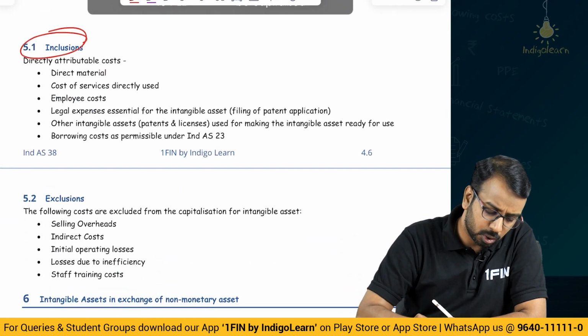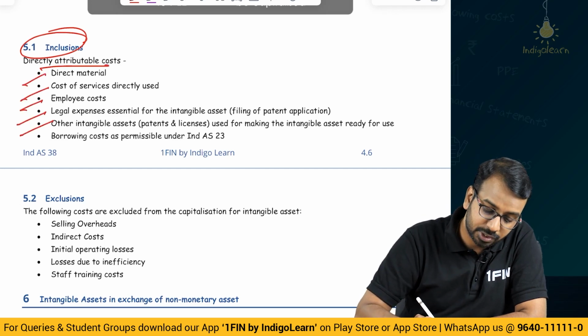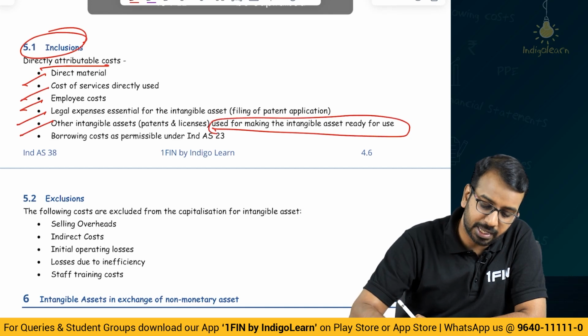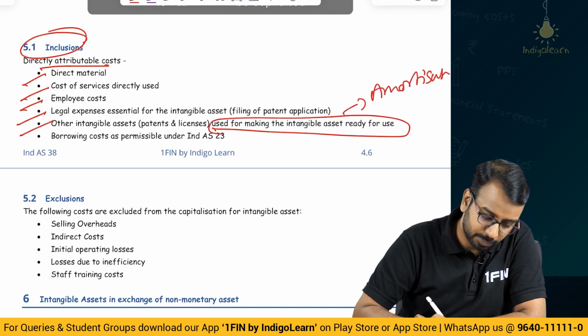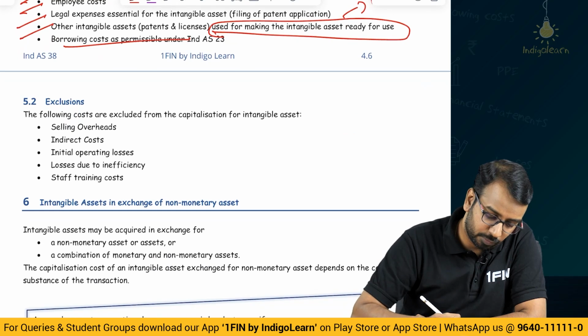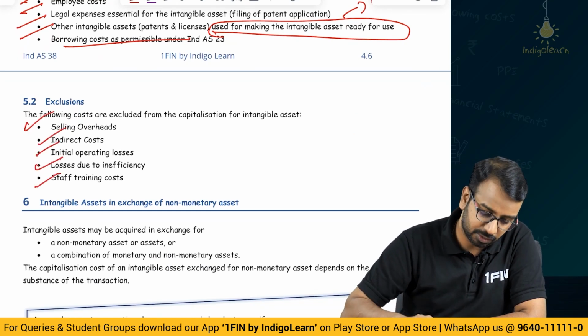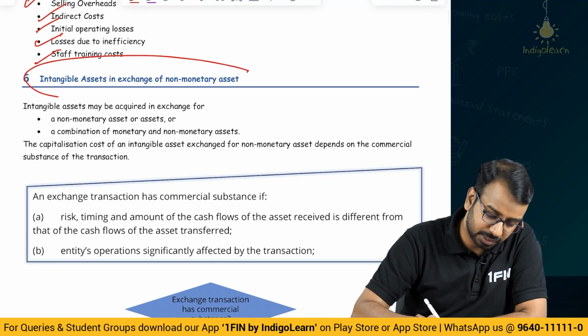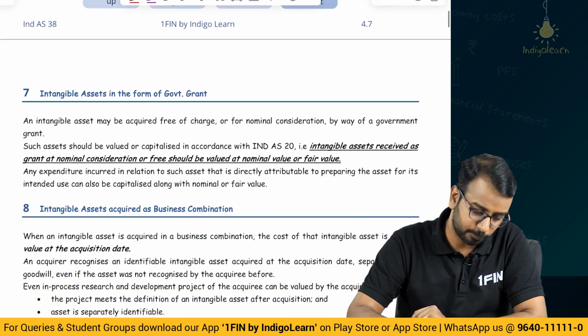What all costs will you include? All the costs which are attributable, like material, cost of services used, employee cost, legal expense, any other intangible asset which are used for making the intangible asset. So this is basically your amortization. Then borrowing cost, exclusion: selling overhead, indirect cost, initial operating losses due to inefficiency, staff training cost. If there is exchange of non-monetary asset, again same thing what you have done in IndAS 16, same thing is applicable.